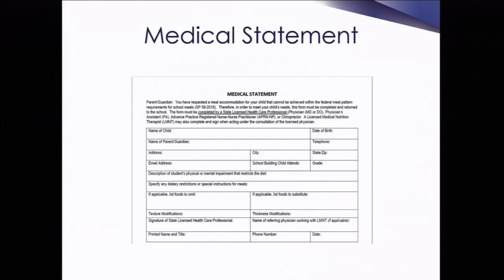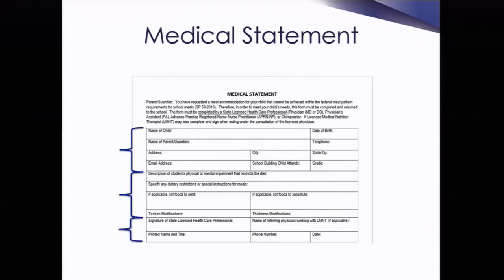The medical statement requires the same student information and contact information as the request for meal accommodation form. This form also requires a description for the physical or mental impairment and any dietary restrictions or modifications. Again, a medical diagnosis is not required to be listed. Foods to omit and foods to substitute can be listed, if applicable. There is also a section to indicate if texture or thickness modifications are needed. With a medical statement on file, an SFA can be reimbursed for meal modifications outside the program meal pattern.